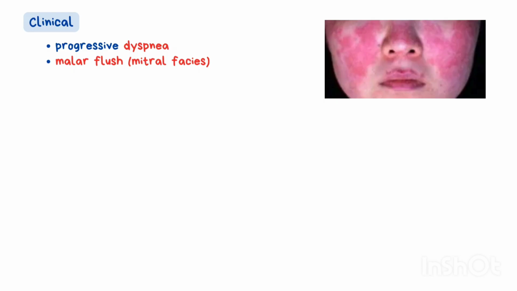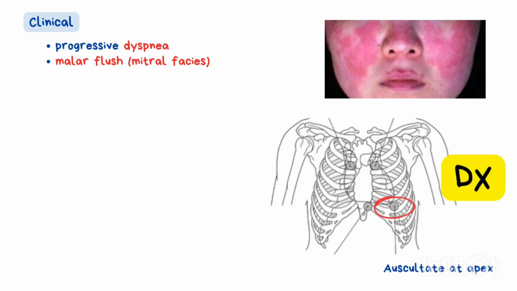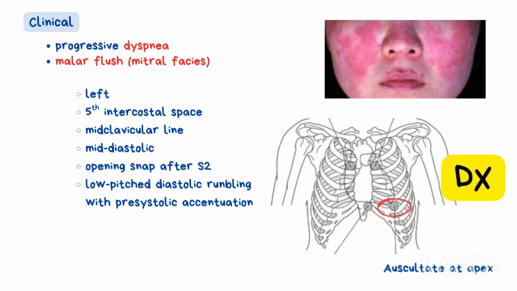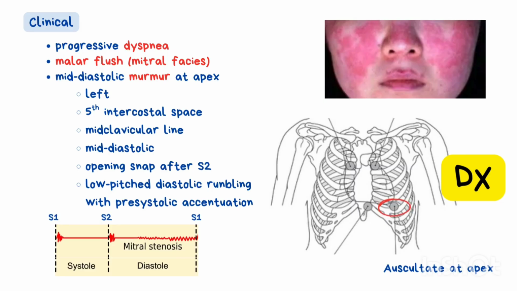This is thought to be due to vasodilation and chronic hypoperfusion, a hallmark of long-standing mitral stenosis with low cardiac output. Auscultation of the heart reveals hallmark findings. At the apex of the heart, which is located at the left fifth intercostal space, along the mid-clavicular line, a mid-diastolic murmur can be heard. It is preceded by an opening snap, occurring just after the second heart sound, S2. The murmur is characterized by a low-pitched, diastolic rumble, and ends with a presystolic accentuation.